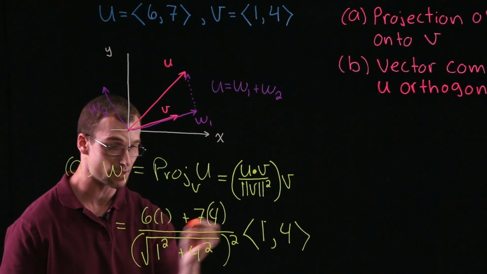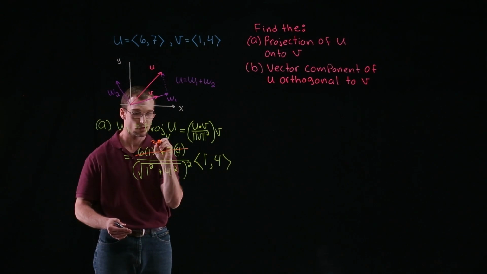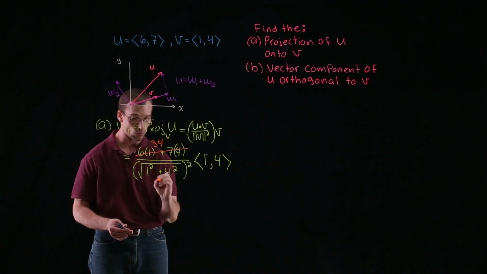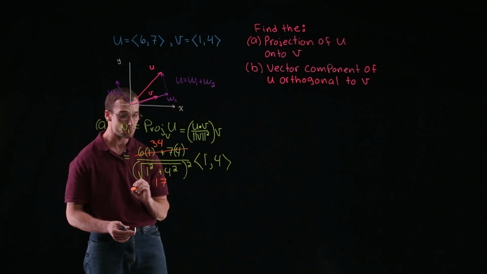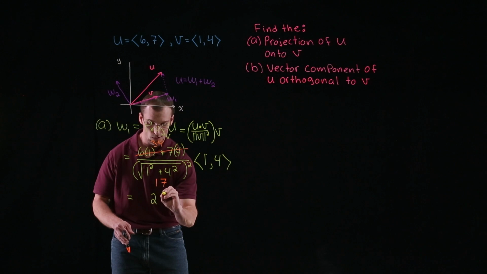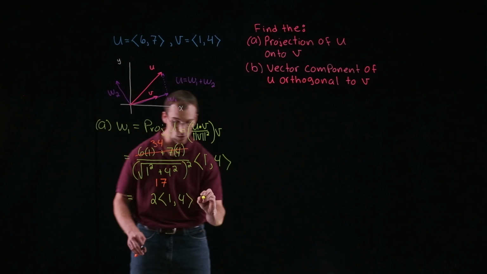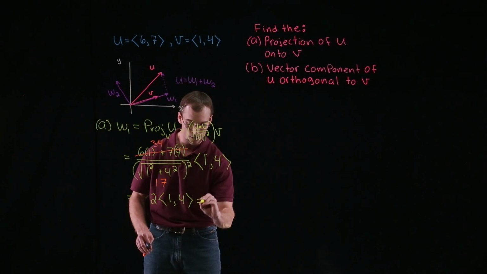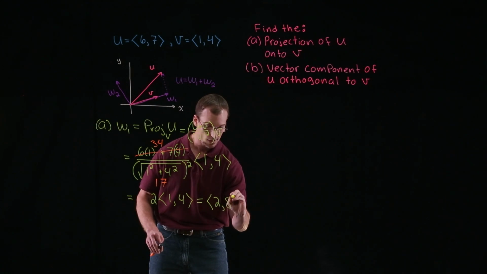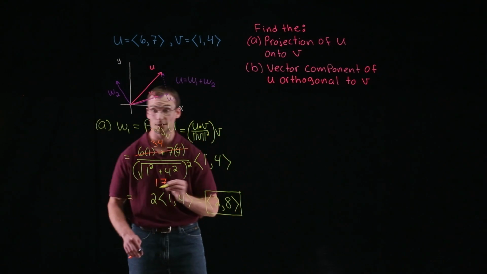Okay, so let's just simplify this. So 6 plus 7 times 4 gives us 34. And squaring our square root, those will cancel, so we just have 1 squared plus 4 squared, which gives us 17. So 34 divided by 17 is going to give us just the scalar 2 times our vector v with components 1 and 4. So being scalar multiplication, multiply the components by the scalar. So we have the vector 2 times 1 is 2, and 2 times 4 is 8. So this is our vector w1, or the projection of u onto v.